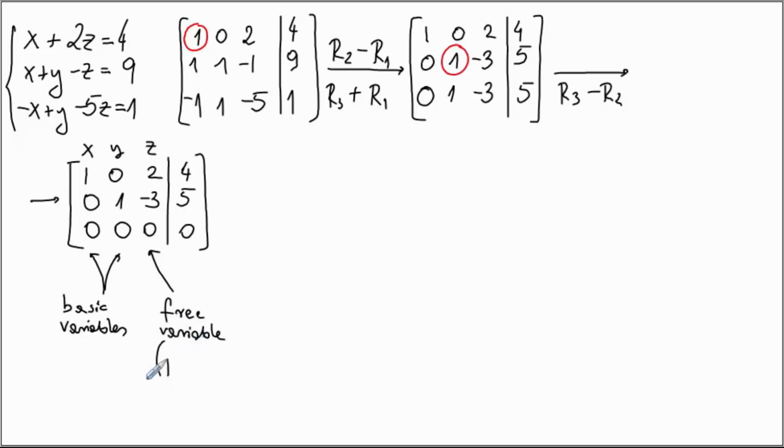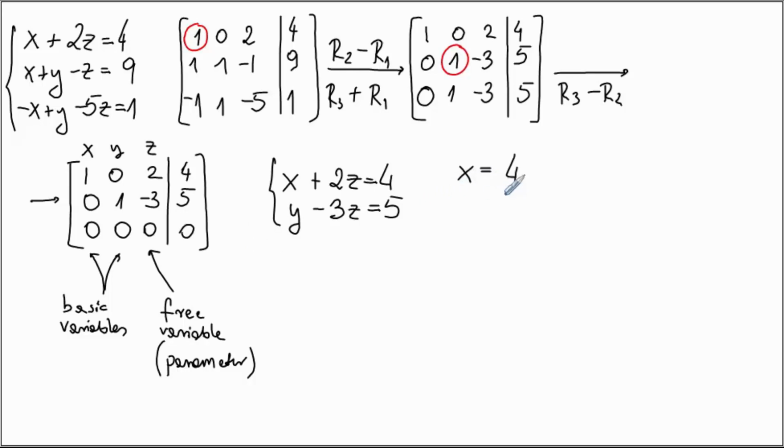Now, just as we created the augmented matrix from the system of equations, from this augmented matrix we can write down a system of equations. In the first one we have 1x, 0y, 2z equals 4. Second row, 0x, 1y, -3z equals 5. Okay, these are 2 equations. Now, since x and y are basic variables, we can solve the system for x and y. From the first equation, x equals this much, and from the second equation, y equals this much.